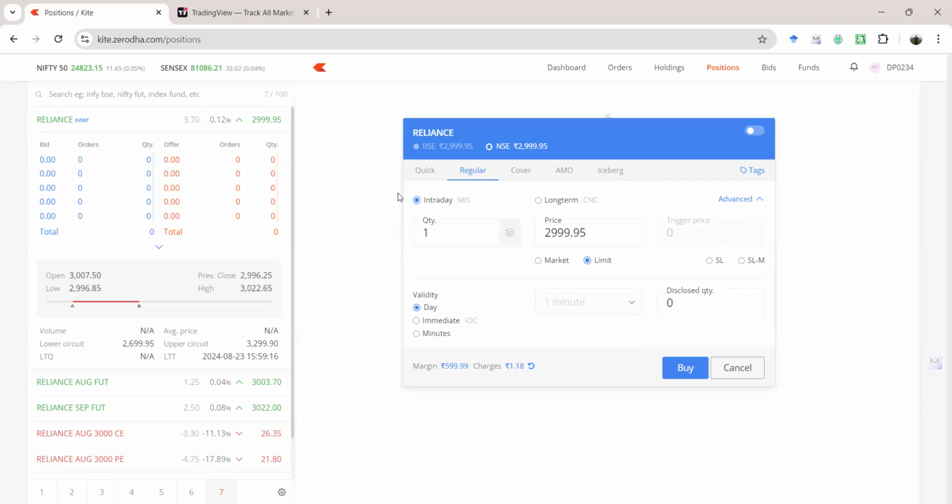Yes, ma'am. What is your question? If suppose we buy for a long term and then we see at the end of the day there is some profit, so we sell it off. It will be considered as an intraday trade. Okay. And the brokerage charges will be levied accordingly. Yes, it will be charged as per intraday trade.